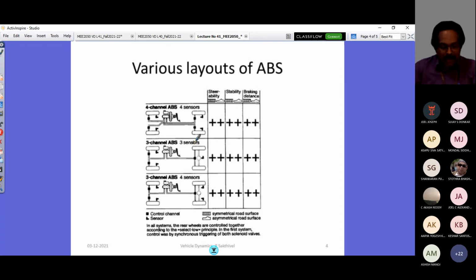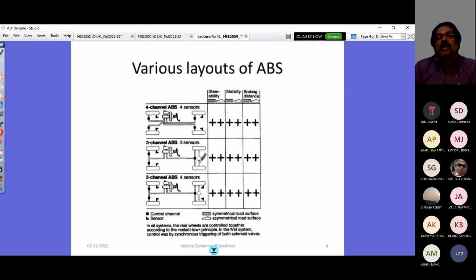So what do I mean by channel? A channel in this system refers to the part of the brake system which the control unit or modulator controls independently from the rest of the brake system. A channel becomes independent. So 4 channels means that for all 4 wheels you'll have 4 channels, so every wheel can be independently controlled. You have a 3-channel, 3 sensor system. 3 channels means the 2 front wheels will have independent channels, 2 channels, and the rear wheels will have 1 channel where 1 sensor would control.